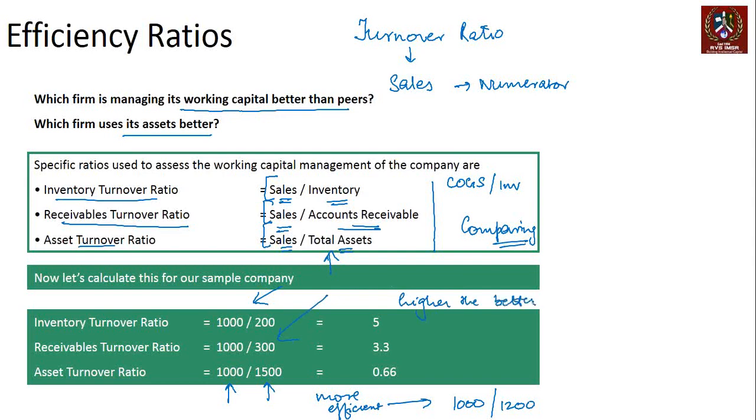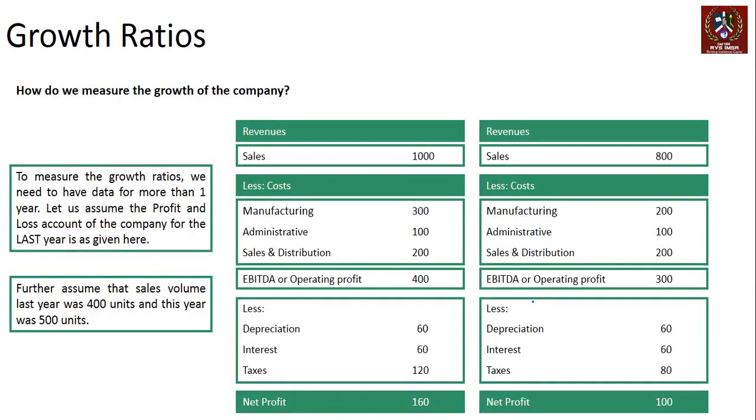Efficiency ratios, the higher amount of sales you can generate for a company out of a certain amount of assets that are used, the better it is. So the numbers are higher the better for efficiency ratios. Finally, other kind of ratios that come in, which is growth ratios. How do you measure the growth of a company? Now, to measure the growth, you do need data points around more than 1 year. You cannot calculate growth otherwise.